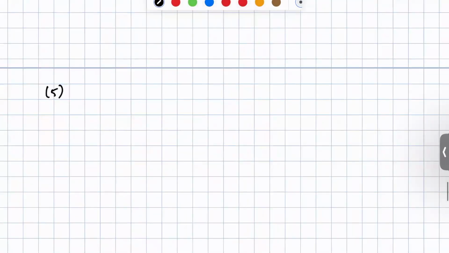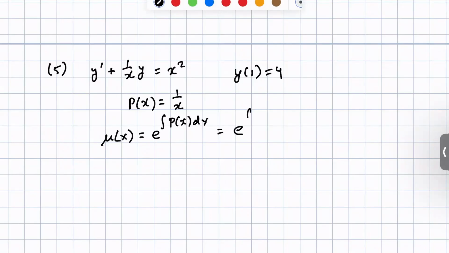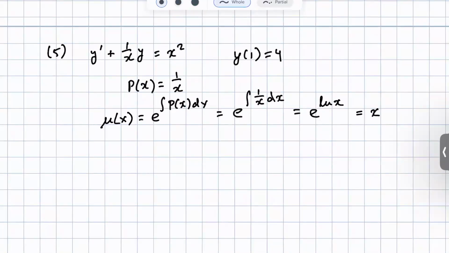Let's consider another problem with an initial value. Let's consider y prime plus 1/x times y equals x squared, with y of 1 equals 4. Here I have p of x is 1/x. So the integrating factor is e to the integral of p of x dx, which is e to the integral of 1/x dx. This is e to the ln of x, which is just simply x. The e and the log cancel each other out.